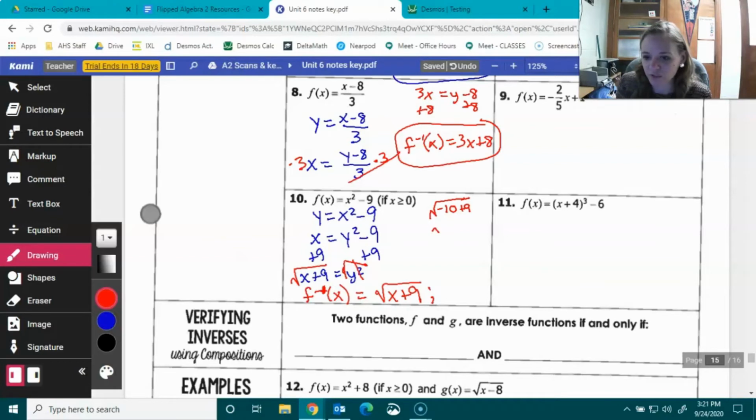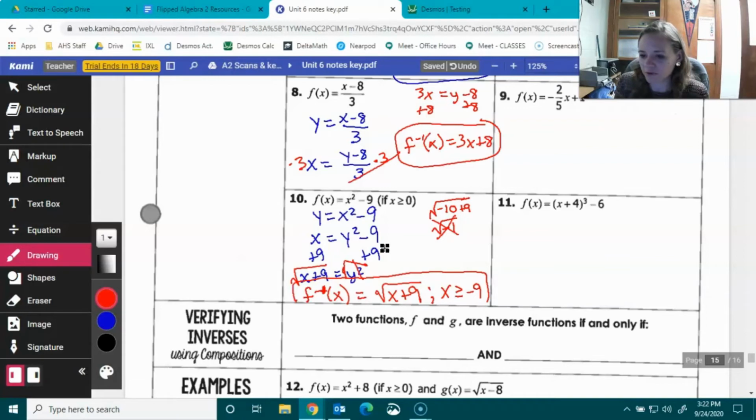So negative 10 plus 9 is negative 1, right? And then this is not allowed. So we can have a negative 9 here, and that would make this 0. Radical 0 is 0. So we have to say with stipulation that x has to be greater than or equal to negative 9. So any number greater than negative 9 is allowed here. That's just so we don't get a negative under the radical. Okay?